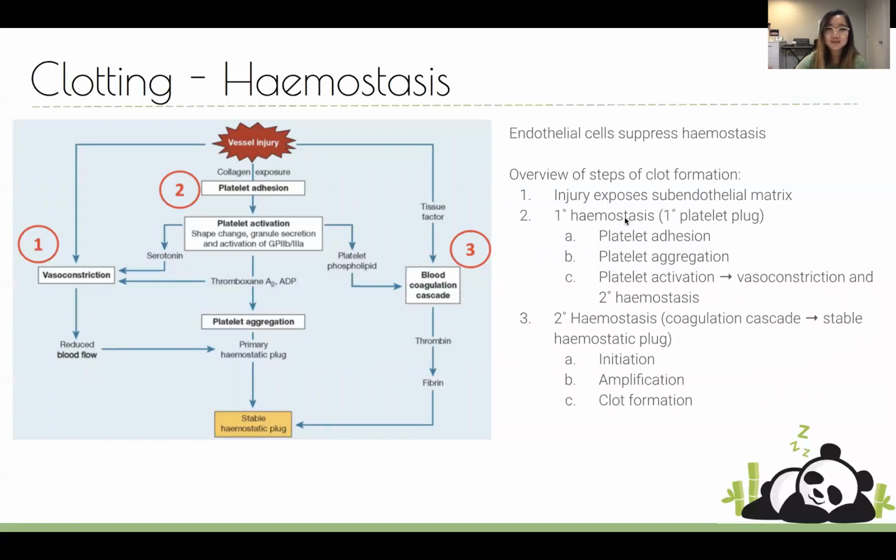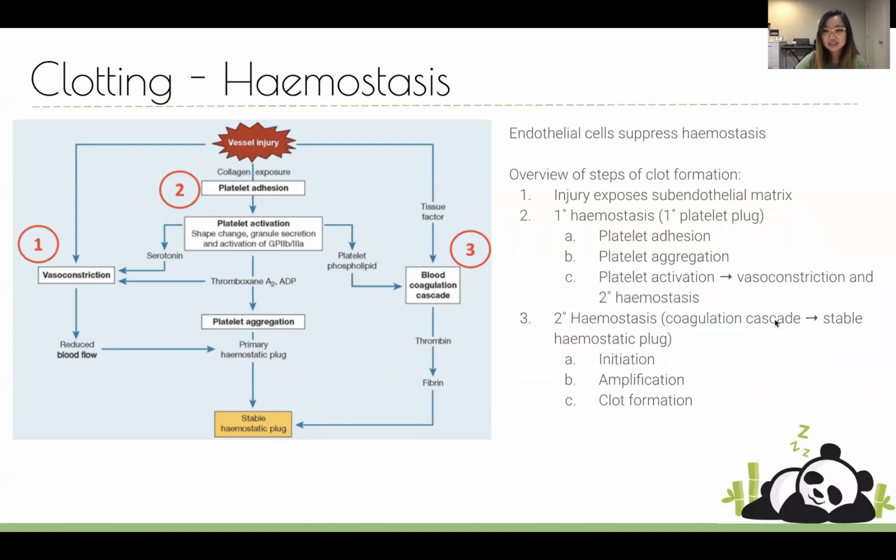In primary hemostasis, you have formation of a primary platelet plug. That happens via platelet adhesion, aggregation, and activation. And activation will essentially cause vasoconstriction. So you want it to constrict, essentially to make the opening narrower, so that it's easier for things to be stopped and form a clot. And it will also activate secondary hemostasis.